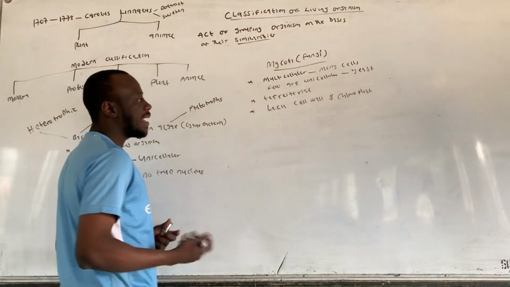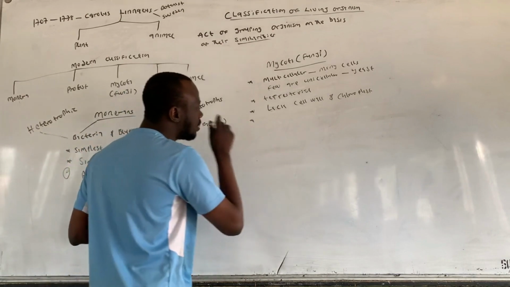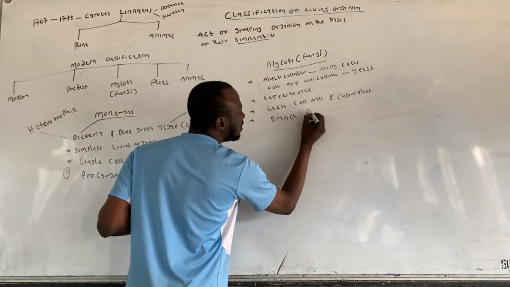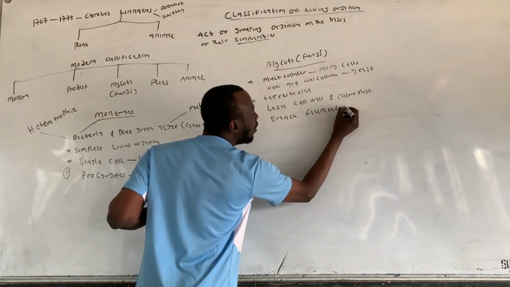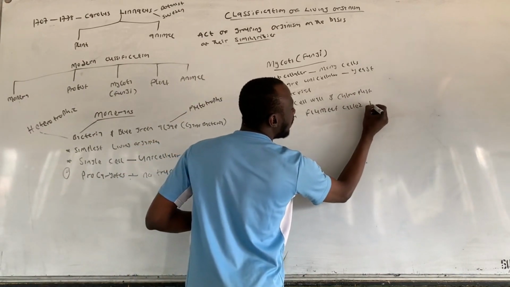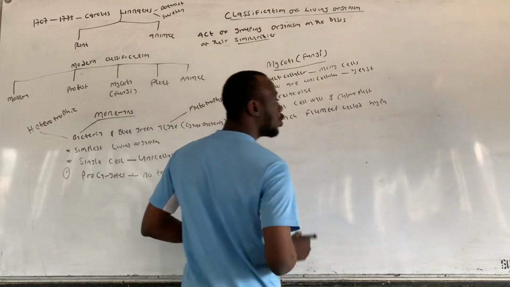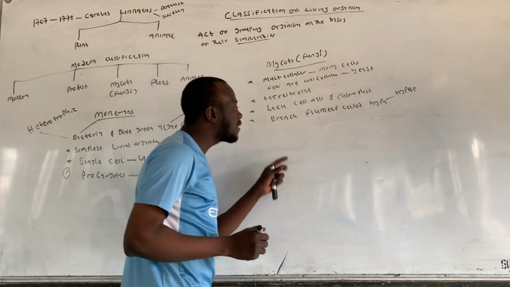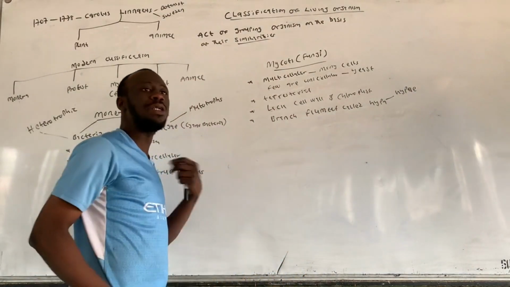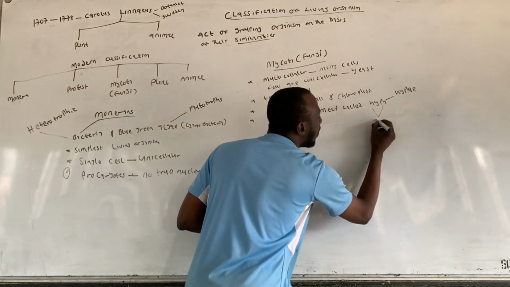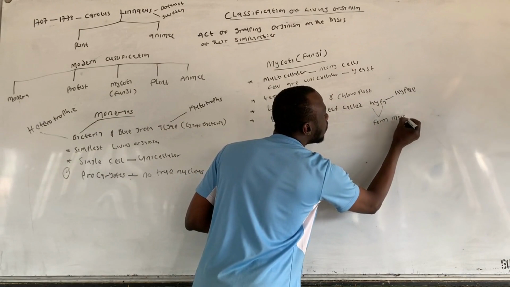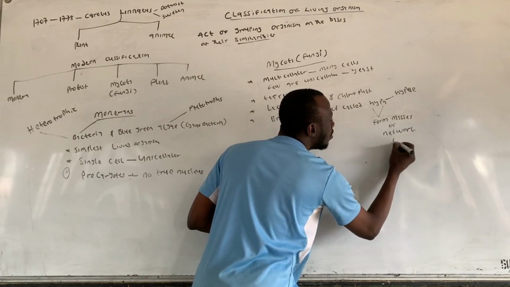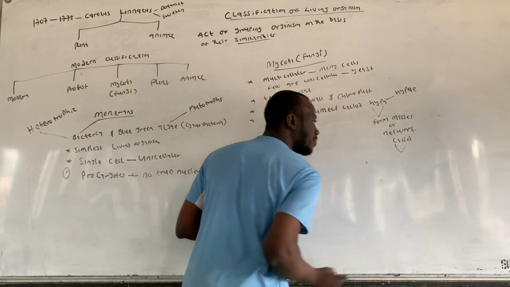Again, these types of organisms are made up of branched filaments called hyphae. These branched filaments, called hyphae, form masses or a network called mycelium.